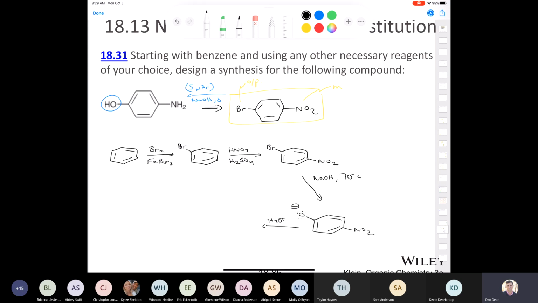Oh, I'm going to run out of space, aren't I? All right, like that. That gives you phenol, but you've got a nitro and you want to reduce that to an amine.